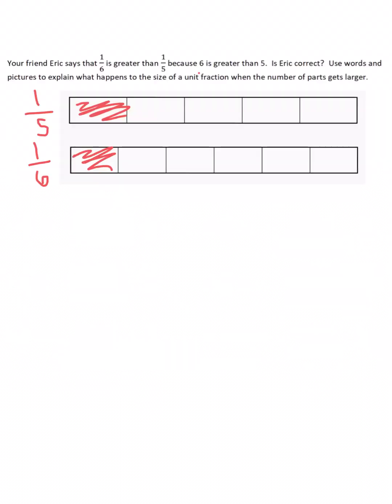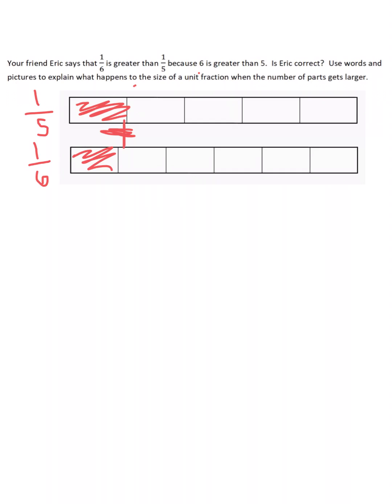And lastly, our word problem states, your friend Eric says that 1/6 is greater than 1/5 because 6 is greater than 5. Is Eric correct? So Eric is correct in the sense that 6 is greater than 5, but 1/6 is not greater than 1/5. And you can see that right here on the diagrams that I have filled in. First of all, you can see that we have more shaded right here, that it is not equal. So this is greater, first of all.